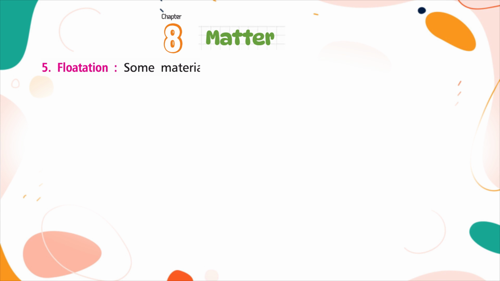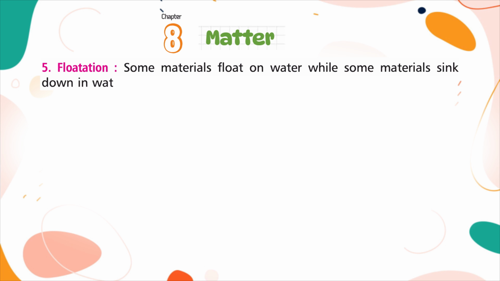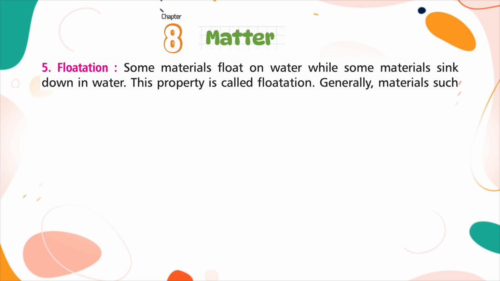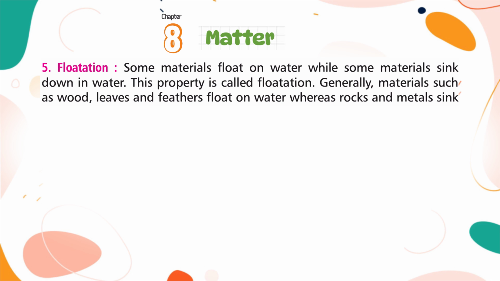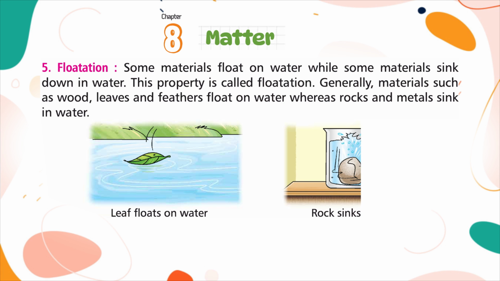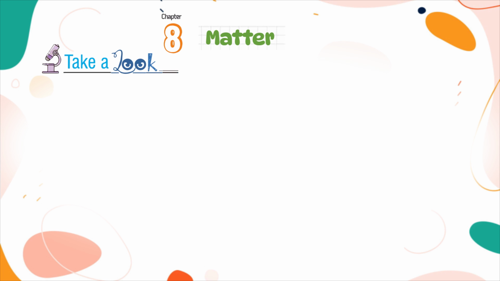Number 5. Flotation. Some materials float on water, while some materials sink down in water. This property is called flotation. Generally, materials such as wood, leaves, and feathers float on water, whereas rocks and metals sink in water. Leaf floats on water. Rock sinks in water.